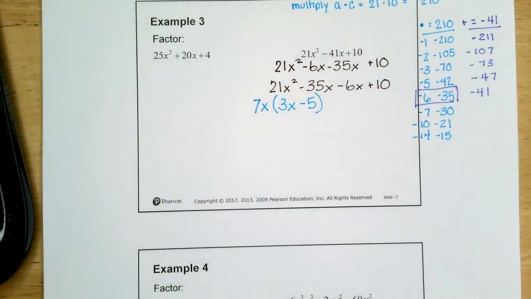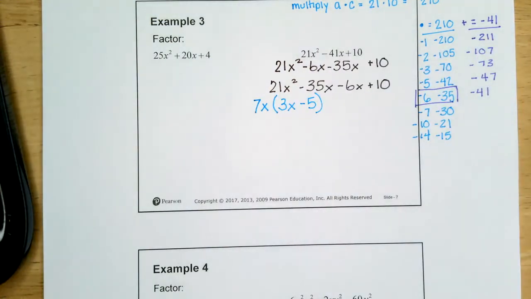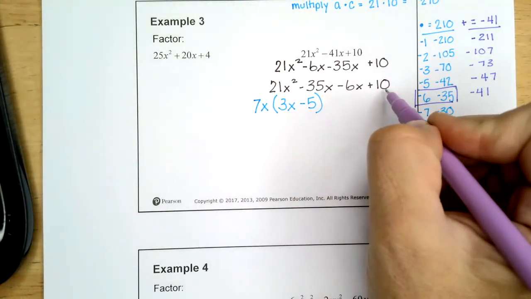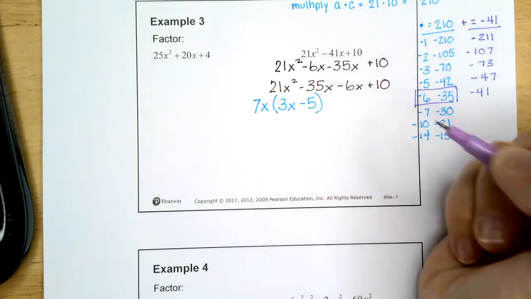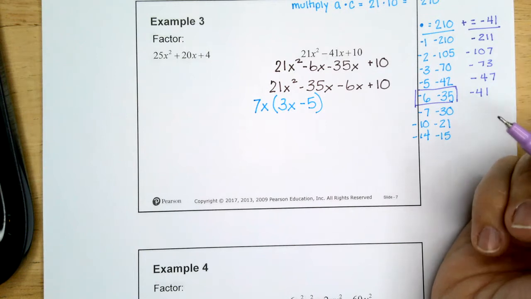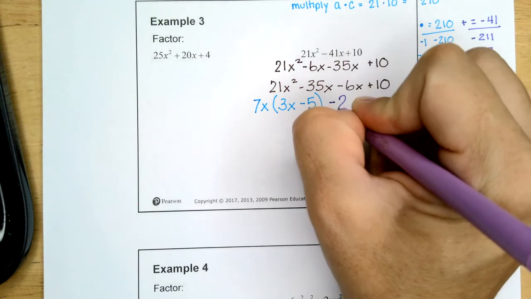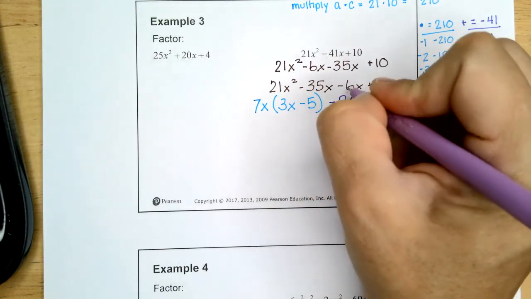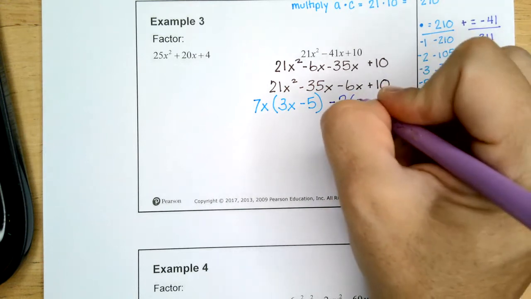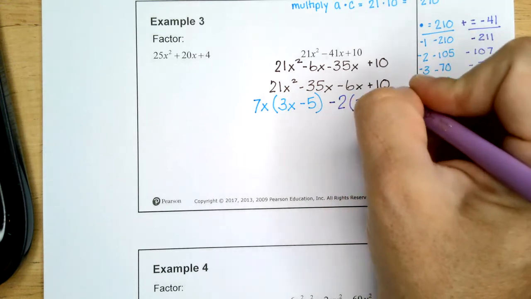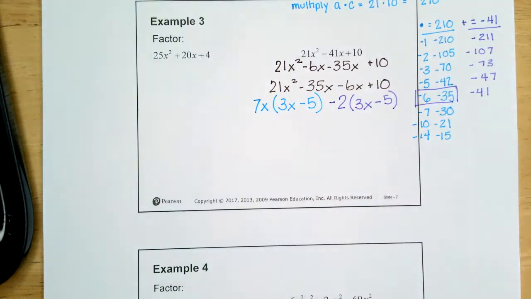All right. So that was just the first two. Now I'm going to look at the second two: -6x plus 10. So -6x and 10 both have a -2 in common, right? If I want to get -6x from -2, I multiply by 3x. If I want to get 10 from -2, I multiply by -5, right?